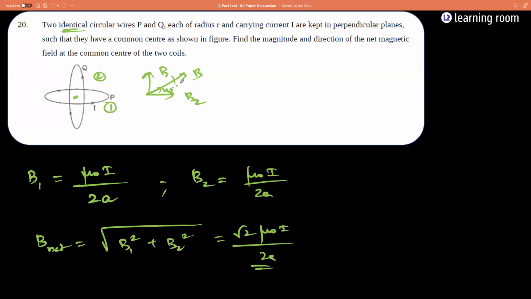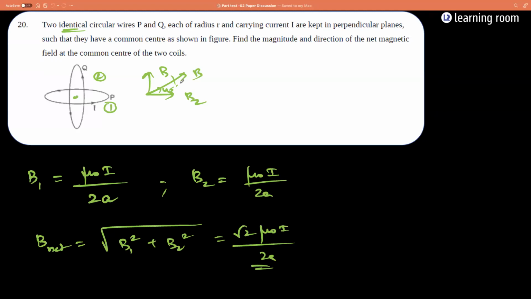Here the direction will be theta equal to tan inverse of B2 sin theta by B1 plus B2 cos theta. It's just 45 degrees, so 45 degrees with respect to both. Tan inverse B1 by B2 or B2 by B1, whatever you do, it is going to give you 45 only, because B1 and B2 have the same magnitude. In this case, it doesn't matter.